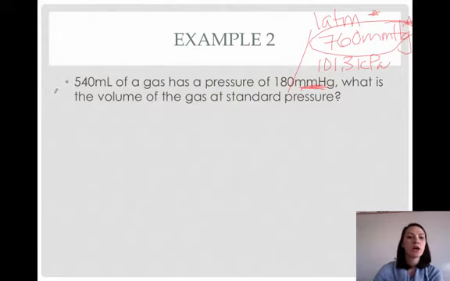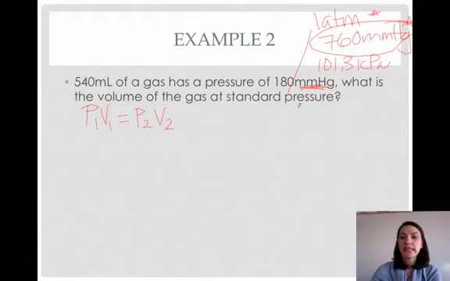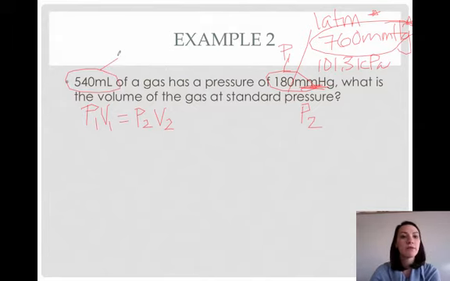All right, so what we're going to start by doing is writing our formula. P1V1 equals P2V2. I just established my second pressure. My first pressure is right here, and then my first volume is right here. And this is in milliliters. You can leave it in milliliters for now, but if you'd like to, you can also change it to liters. We're going to be changing to liters in many of our other problems, so you can get practice with it. That would be 0.54 liters. You just have to divide by 1,000, okay?